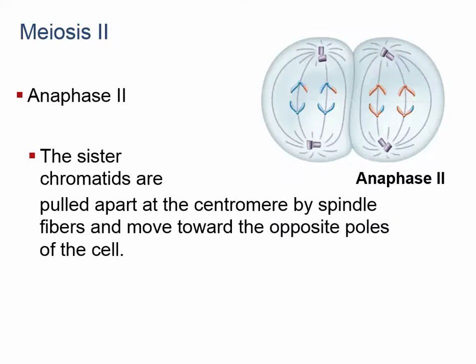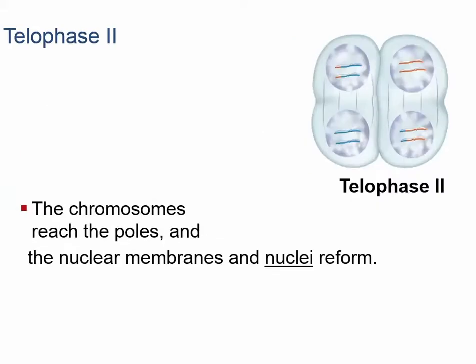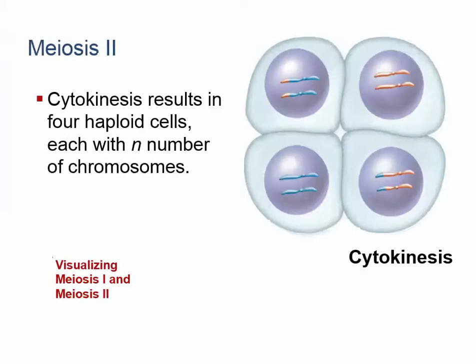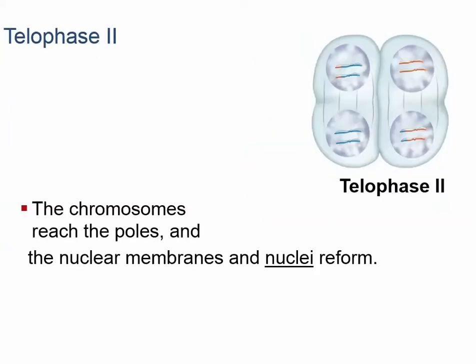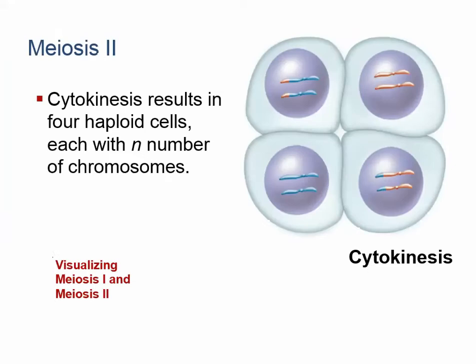They go into anaphase 2, where the sister chromatids are pulled apart. Both of those cells then pinch in the middle. And they reach the poles, the nuclear membranes, and the nuclei reform. They go through cytokinesis, and now we have 4 haploid cells. Remember, haploid means that they're going to have N number of chromosomes, or half the number.